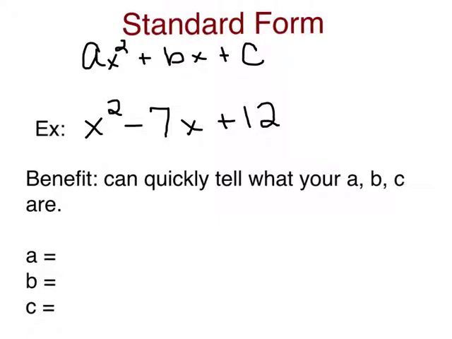The benefit of the standard form is that you can tell quickly what your A, B, and C are, which will be very helpful when we get back from Thanksgiving. In this case, my A is 1, my B is negative 7, and my C is positive 12.